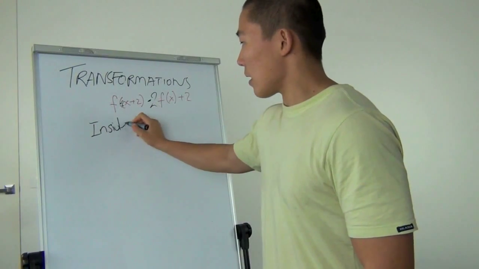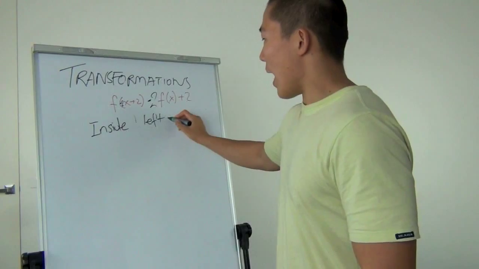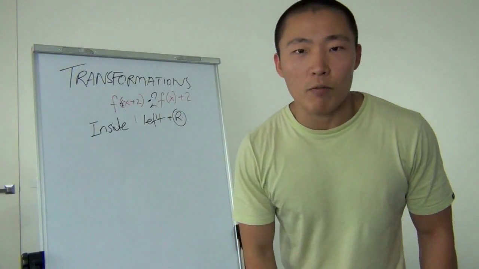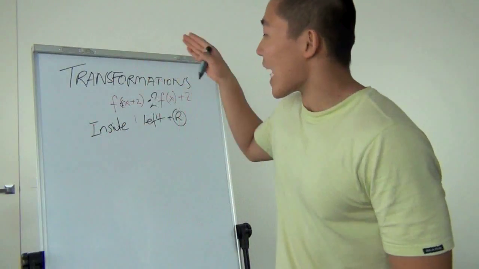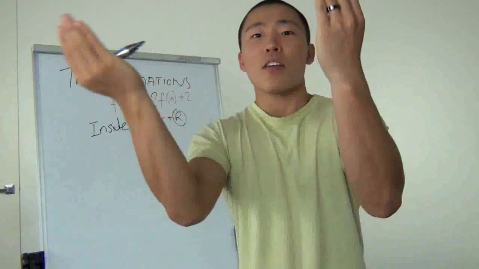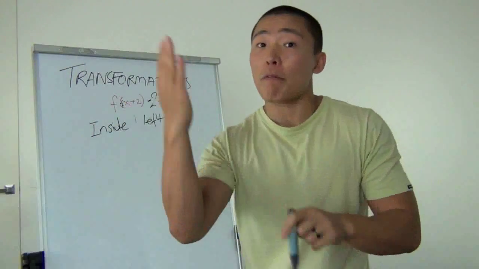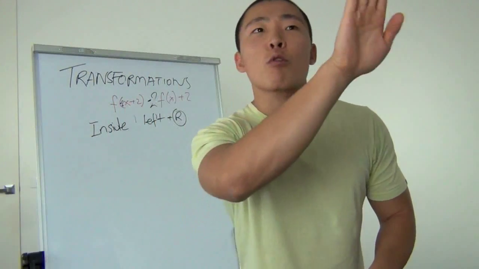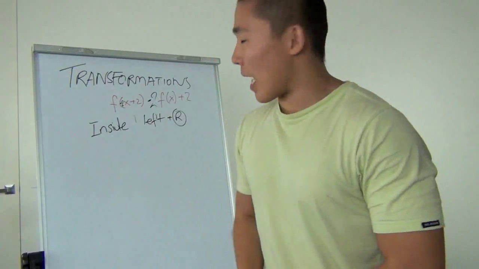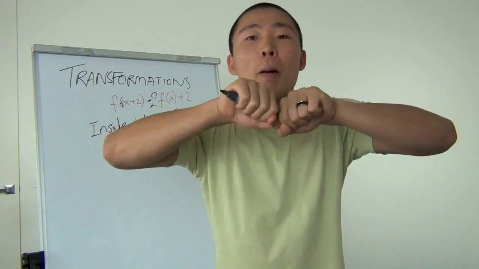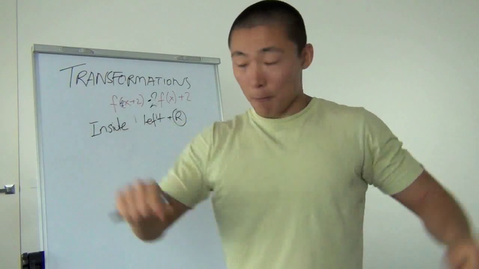Inside: left and right. So anything that's on the inside of the function moves left or right, stretches this way, or reflects this way. And by the way, that reflection is called reflection across the y-axis. They're very technical with this language, so you'd better get it down pat. Reflection across the y-axis. And this is dilation away from the y-axis, or parallel to the x-axis, okay?